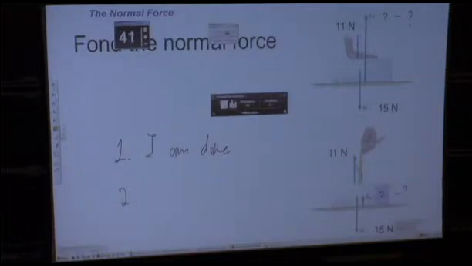Well, we're not strong enough to break the tabletop, so there is normal force which supports it and prevents it from falling through. And that's what the question is about. What's the magnitude of that normal force?